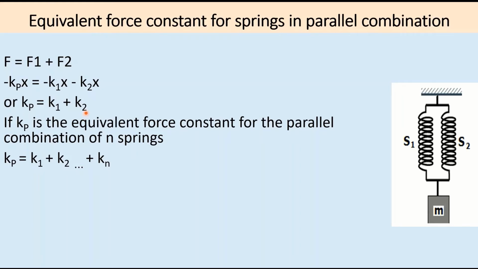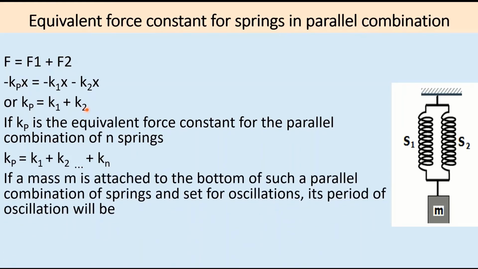Now the time period. If mass m is attached to the combination here, and set into oscillation, it will be oscillating with the time period which is given by T is equal to 2 pi into square root of m by Kp. So here Kp represents the equivalent force constant for the parallel combination.